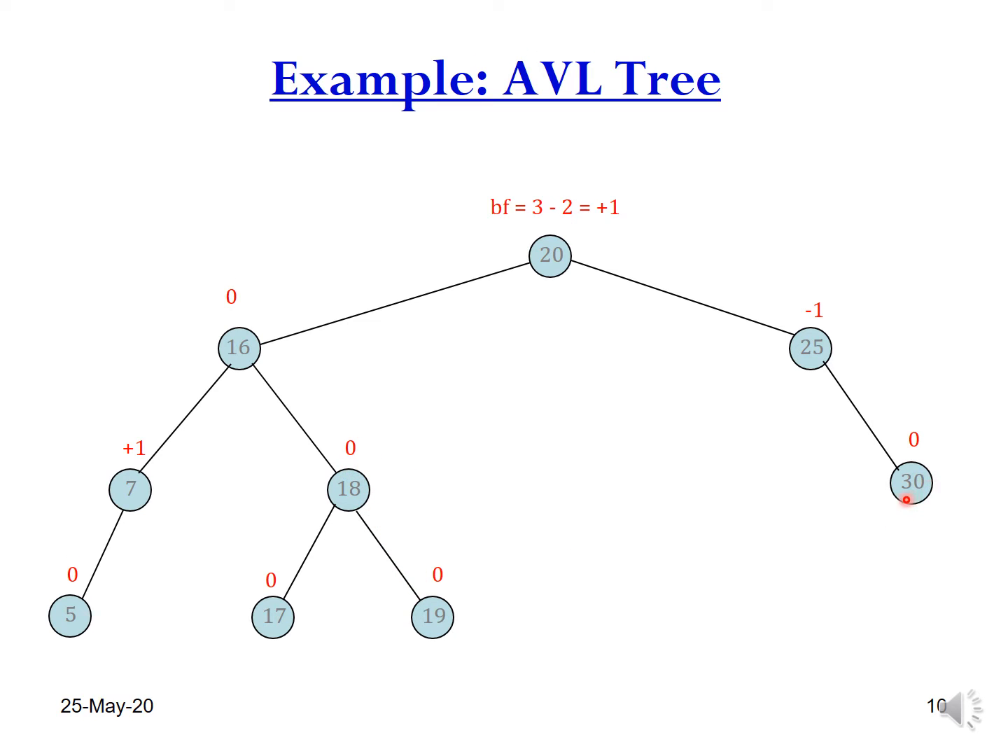And here, because this is a leaf node, and the balance factor of all the leaf nodes will be 0, so this is 0. This is also a leaf node, this is 0, and this is also 0. So we can see here that the balance factor of all the nodes is less than or equal to 1 in absolute value. That's why we can say this is an example of an AVL tree.